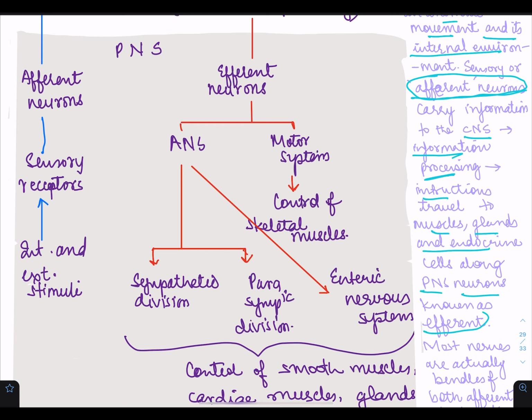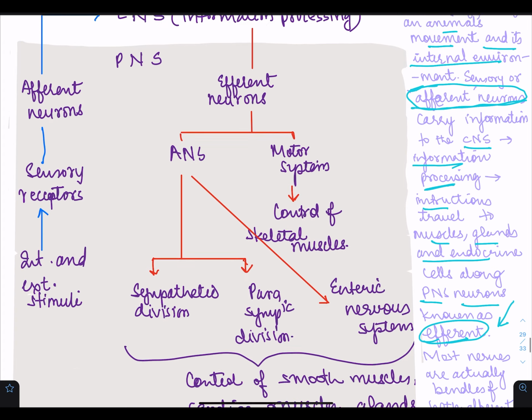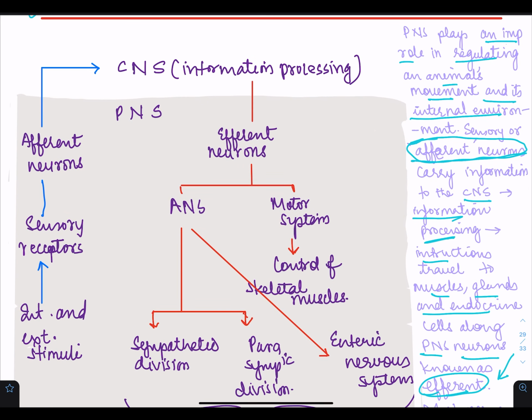Those neurons which bring back the information are known as efferent, while those which carry the information to the CNS are known as afferent neurons. See, have a look at this. These are the internal and external stimuli. Sensory receptors detect them, the information is carried by the afferent neurons to the CNS where information processing takes place, and the part shown in this gray box is the peripheral nervous system.